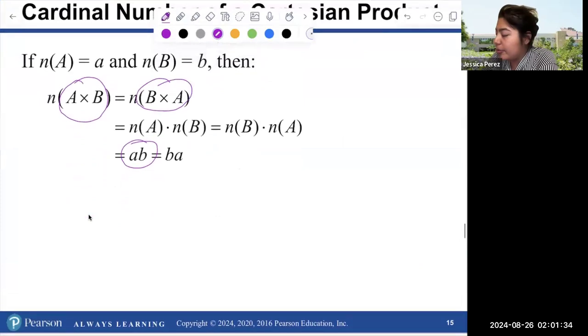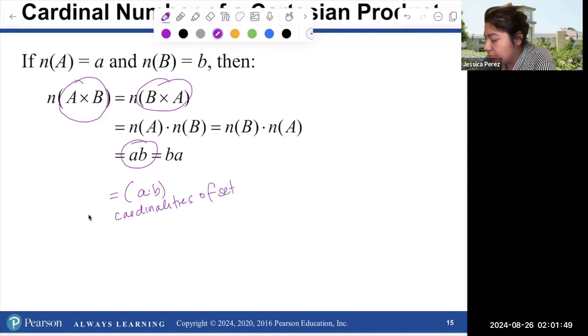So we're going to use this formula. We're going to multiply n(A) times n(B), which are the cardinalities of the sets, meaning how many elements they have in each set. Okay.